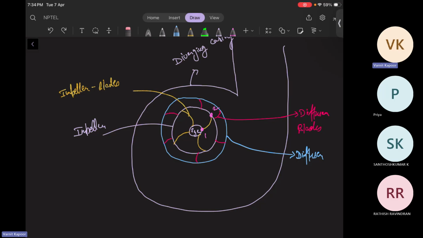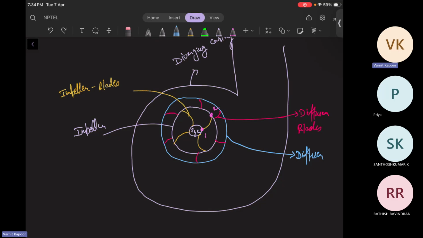Now the water, or the air, enters through section 1, passes over the blades and exits through section 2 at an absolute velocity V2. Then it passes through a diffuser. If you see, a diffuser has a diverging section, and the diffuser is always fixed. The diffuser doesn't move, only the impeller moves. And then that fluid is passed through the diffuser.